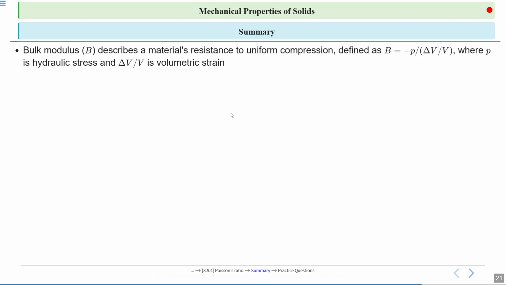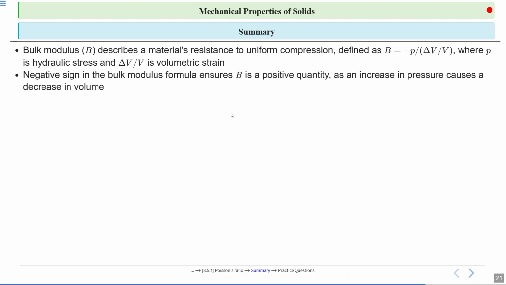So students, now towards the end of the session, we are looking at the summary of today's lecture. Bulk modulus tells us how resistant a material is to being compressed evenly from all sides. The formula for bulk modulus is B equal to minus P divided by delta V by V. The negative sign in the bulk modulus formula ensures B is a positive quantity, as an increase in pressure causes a decrease in volume.